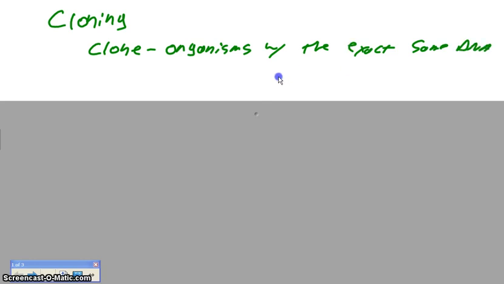So, do clones occur naturally? Yeah, any organism that reproduces asexually is producing clones of itself. Do we ever have any human clones? Yeah, identical twins. They have the exact same DNA. They came from the exact same egg.